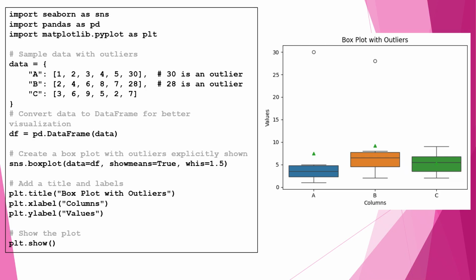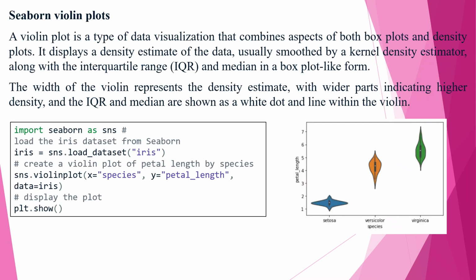The sns.boxplot function is used to create the plot, where the parameter showmeans=True displays the mean value along with the median, and whis=1.5 defines the range for detecting outliers. Any data points beyond this range are shown separately as outliers. Titles and labels are added to make the plot more informative, and finally plt.show is used to display the visualization.